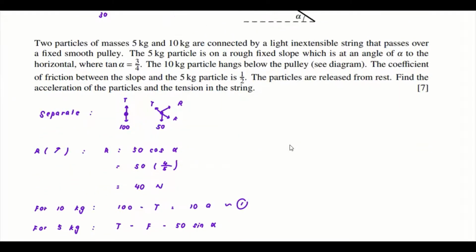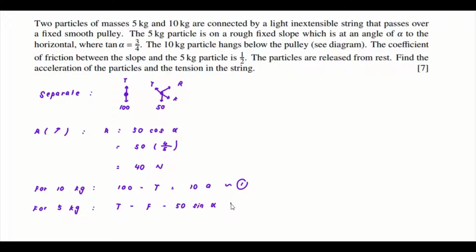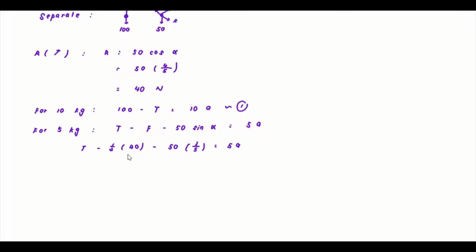So now let's try to substitute all the information that we have. So equal to, I'm sorry, 5 kg and acceleration. Okay, so now let's substitute. So T minus the friction, so 1 over 2, the R that we get is 40, so this is mu R. Then minus 50 sine alpha, which is 3 over 5, right? Then equal to 5A. Let's simplify a bit here. So we have negative 20 minus 30, so we have T minus 50 equal to 5A. So this is our second equation.